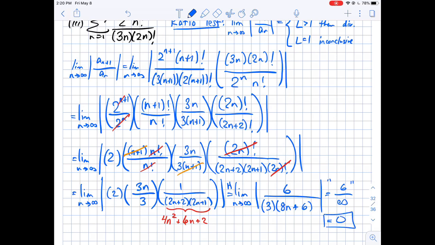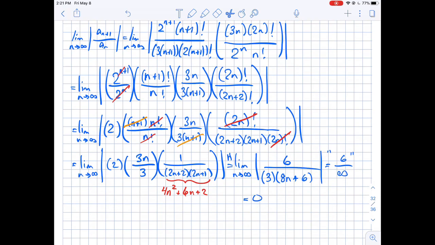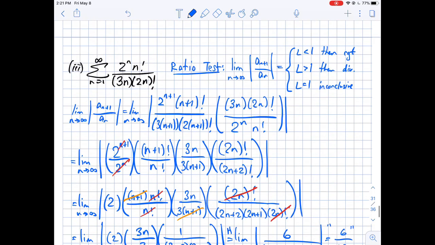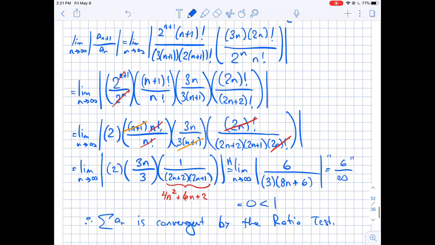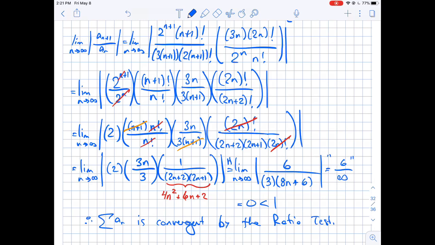Okay, now, specifically, we need to remember that we are here to do the ratio test, okay? So that limit being 0, we care about that because that is a number that is less than 1. And that means that our series, a_n, is going to be convergent by the ratio test. Remember that for the ratio test, if that limit exists and that limit is less than 1, then your series is going to be convergent, and that's very much what we have right here.